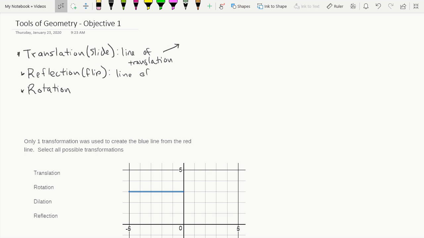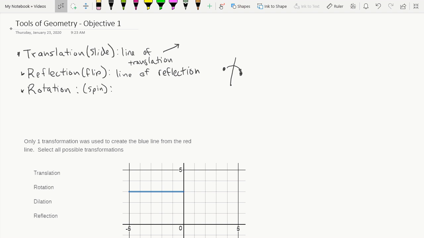So you need a line. I'm just kidding. I like him. You need a line of reflection. Now, that's going to be something where, if I have a point and then I have a line, it's going to get flipped over to the other side of the line. But anytime we talk about a reflection, you're going to need to identify that line of reflection. And then finally, a rotation is going to be a spin.